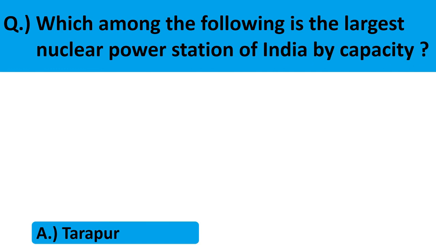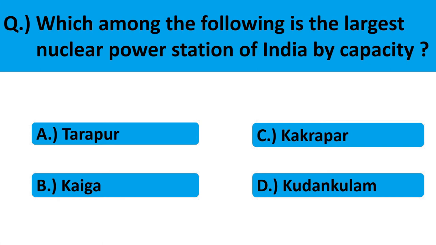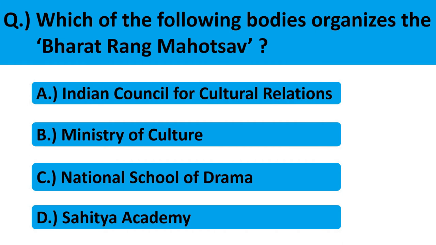Question number 75. Which among the following is the largest nuclear power station of India by capacity? Correct answer is Kudankulam. Question number 76. Which of the following bodies organizes the Bharat Rang Mahotsav? Correct answer is National School of Drama.